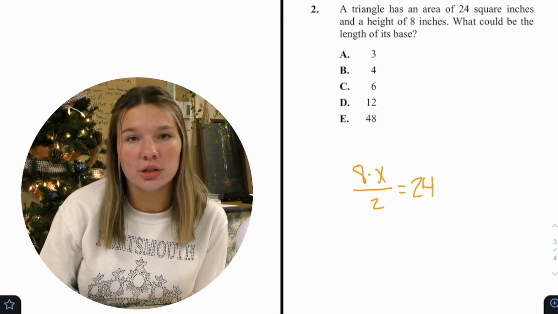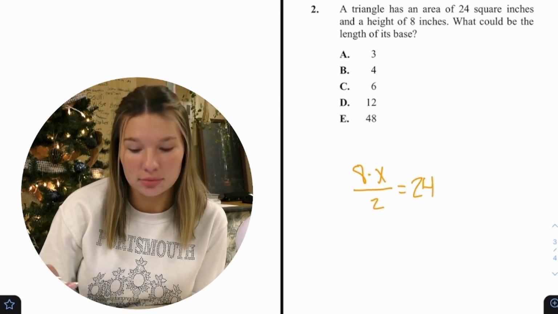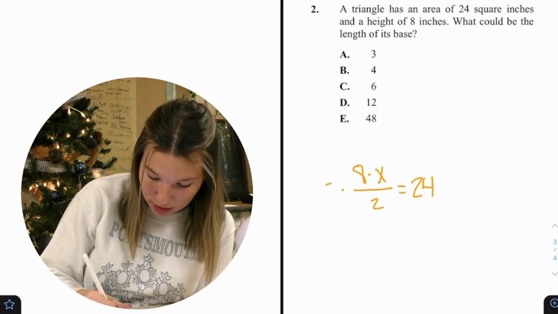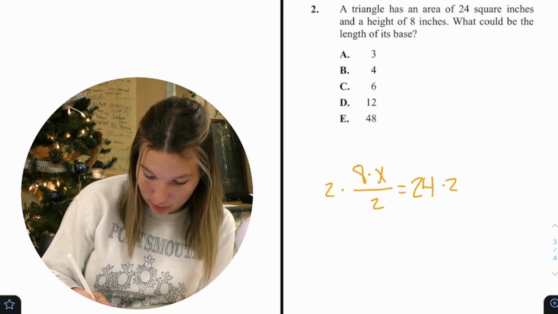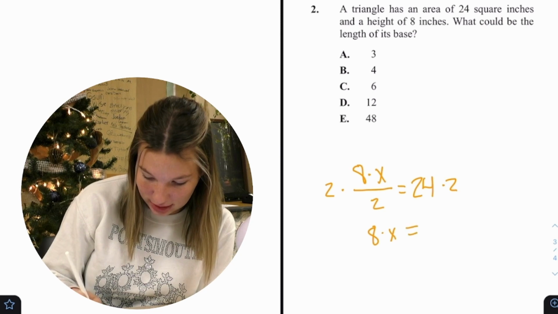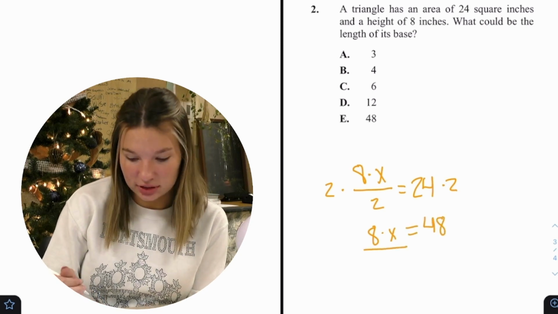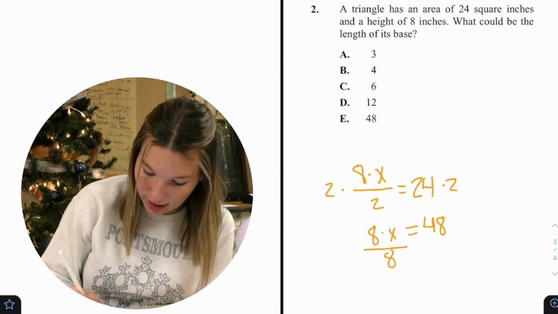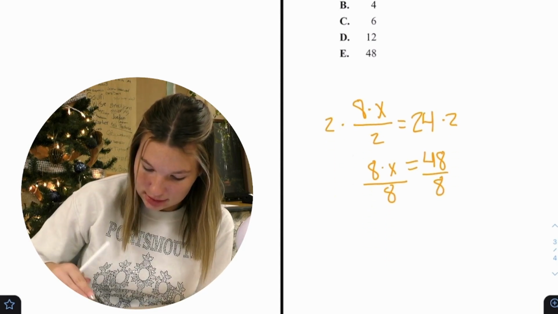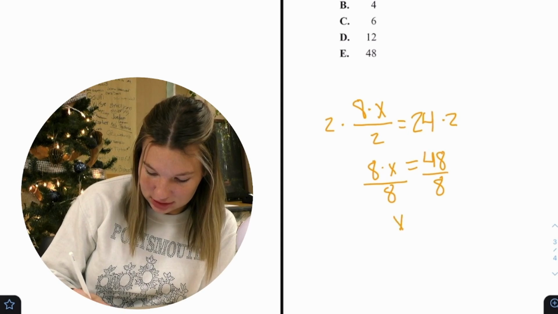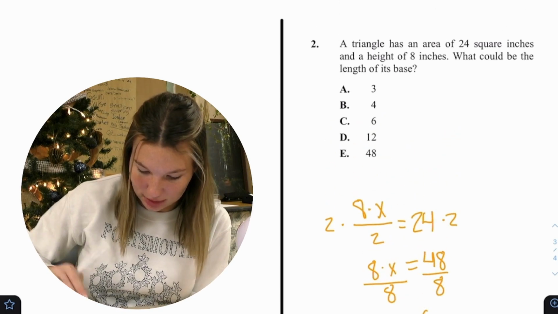When you're solving equations, remember to do the inverse operation. So instead of dividing, we're going to multiply both sides by 2, and that will give us 8 times x equals 48. Then we're going to divide, doing the inverse operation of multiplication, by 8. 48 divided by 8 gives us 6, so x equals 6, and that would be C.